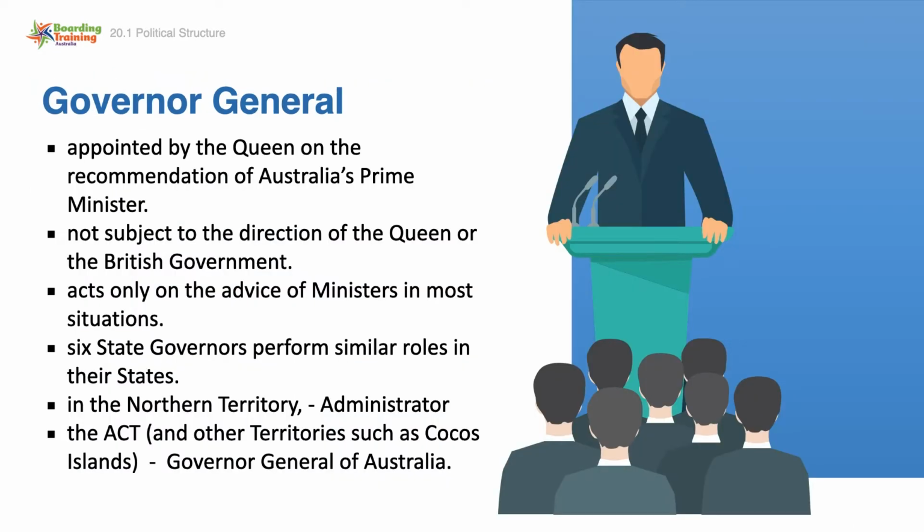The Governor-General is appointed by the Queen on the recommendation of Australia's Prime Minister, and they're not subject to direction from the Queen or the British government. They only act on the advice of ministers in most situations. And so that's the federal, or Commonwealth, Governor-General. We have 6 state Governors who perform that role in their states. In the Northern Territory, the Administrator performs that role, and in the ACT and other territories such as Cocos Islands, the Governor-General performs that role.